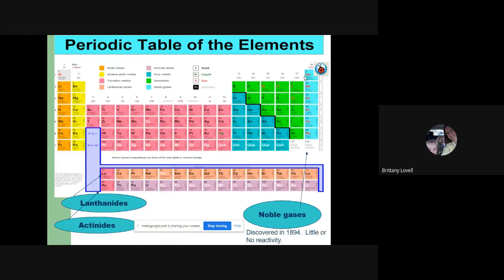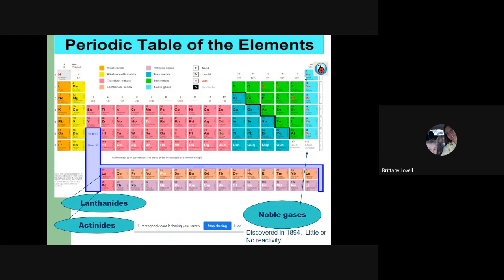We missed one. The vertical columns in the chart, so the ones that go up and down, are called groups or families. And those groups or families, just like a real family, have characteristics in common. They behave in a certain way. They're all alike, or they'll look a certain way. They'll have a certain texture.